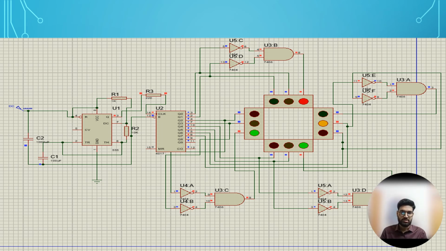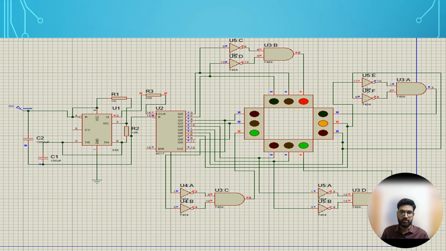There are two capacitors, C1 and C2. The capacitors help stabilize the voltage and smooth the timing, ensuring the counter works correctly and that the transitions between different light phases are smooth. C1 and C2 contribute to setting the frequency and timing of the 555 timer.